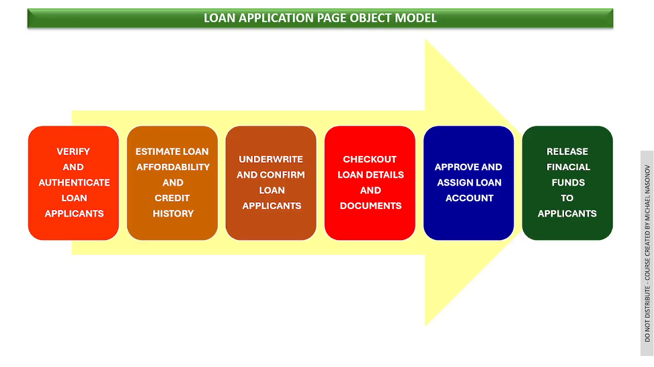Then usually in a financial institution, like in banks, there are two approvers, first and second. The first approver might check loan details and documents, a first walkthrough, and the superior approver might approve and assign the actual loan account. And finally, on the final page, release financial funds to the loan applicants.